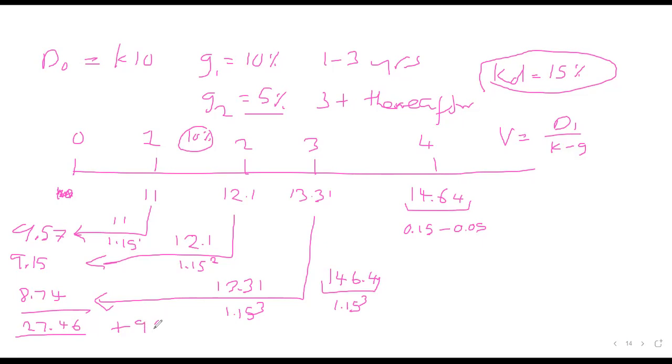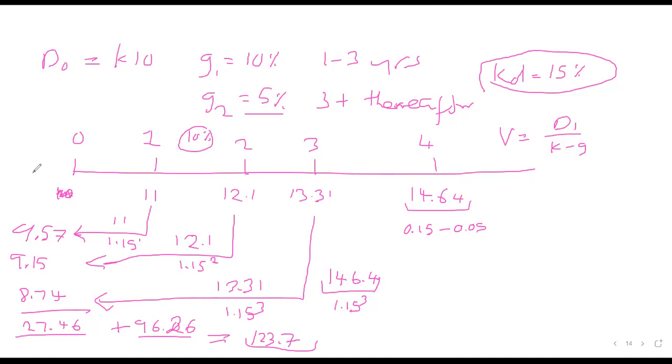So when we add this and that, what are we getting as a value of stock? 123.7. So this is how we find the value of stock.